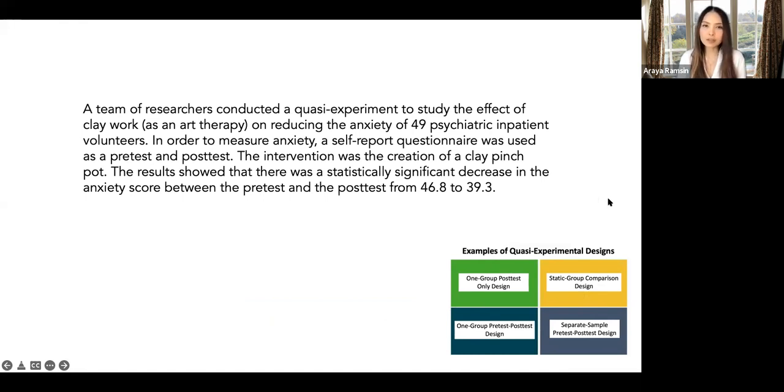A team of researchers conducted a quasi-experiment to study the effect of clay work as an art therapy on reducing the anxiety of 49 psychiatric in-patient volunteers. In order to measure anxiety, a self-report questionnaire was used as a pre-test and post-test. The intervention was the creation of a clay pinch pot. The results showed that there was a statistically significant decrease in the anxiety score between the pre-test and the post-test, from 46.8 to 39.3. Now can you tell me what type of research design this one is?